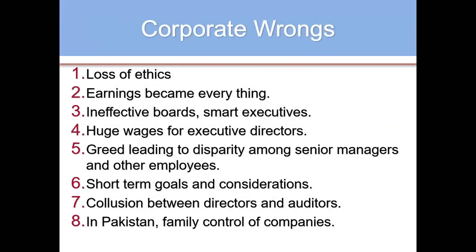At the same time, even if there are so many rules, regulations, policies, duties, and responsibilities of the governance, there are still certain corporate wrongs. And the corporate wrongs would include loss of ethics, earnings become everything, ineffective boards, smart executives, huge wages for executive directors, greed leading to disparity among senior managers and other employees, short-term goals and considerations, collusion between directors and auditors, and in Pakistan, family control of companies. These are all the big issues of the corporate wrongs.